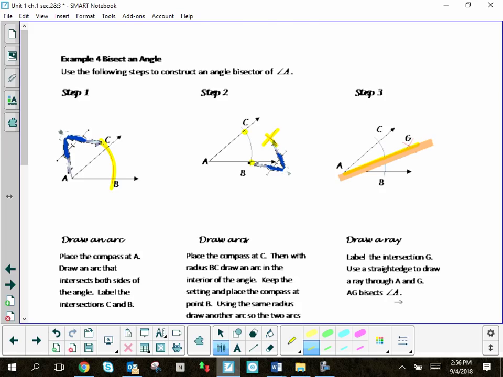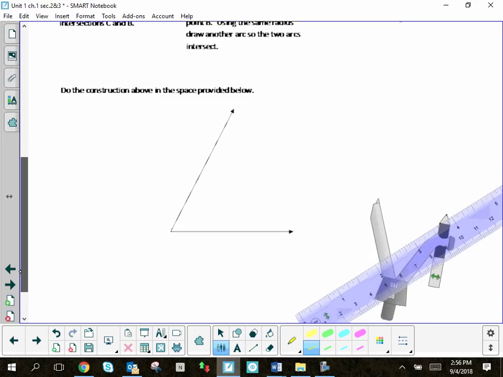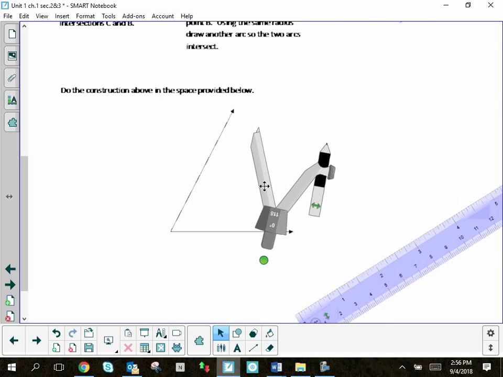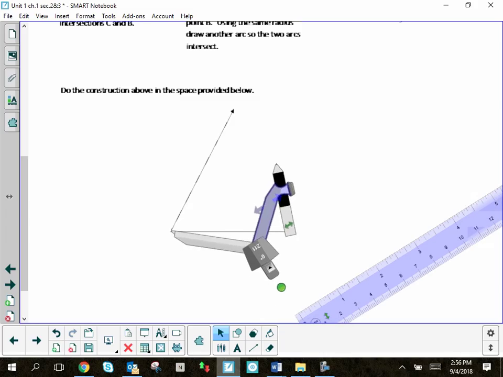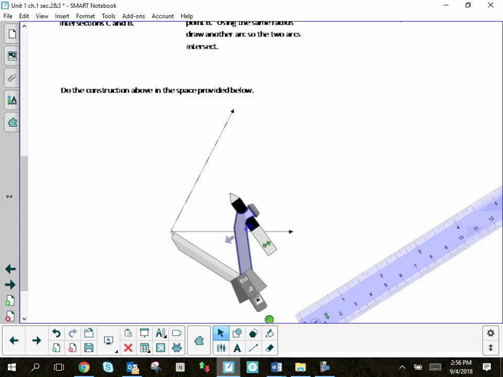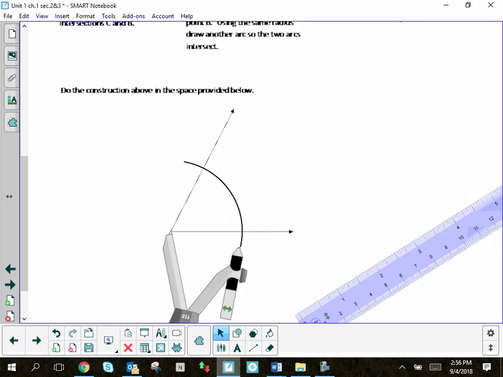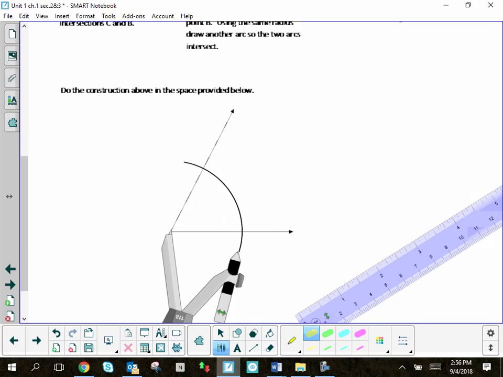Okay, so let's practice that together. And again, pause the video if I'm going too fast, or rewind, or whatever it takes. Okay, so let's do step one. Step one's easy. Place it on the vertex. And then pick a compass setting, not too big, not too small. Okay, but right in the middle. And then make an arc. Okay, so I'm going to highlight the 2 points that are important, these two right here.